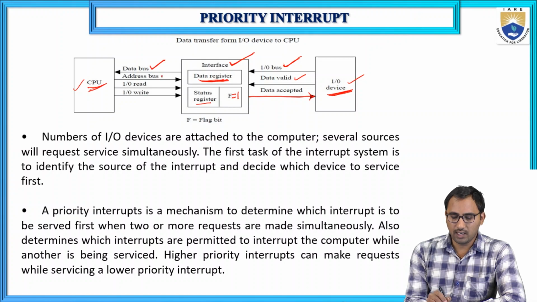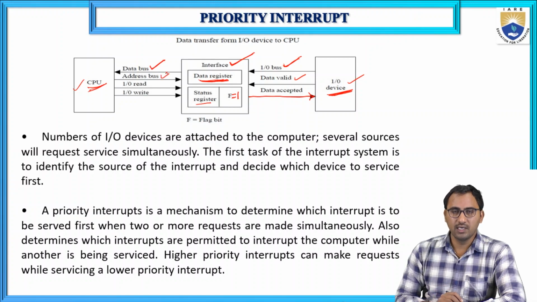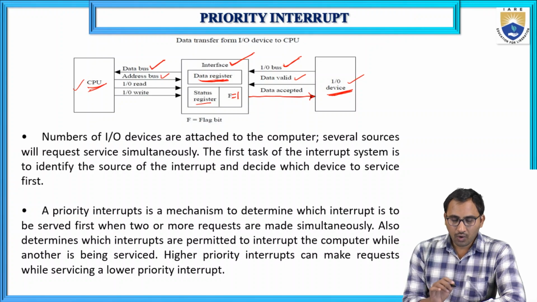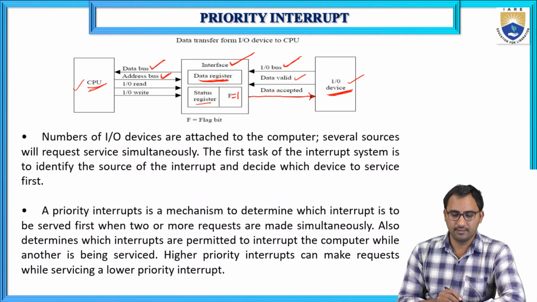Okay. And the address bus is used to identify the I/O device using the address, because several I/O devices are connected with the CPU. So the CPU can identify the different I/O devices using their address. That address information will be placed in the address bus, so that the particular I/O device will be selected.